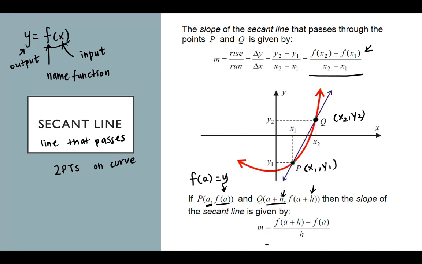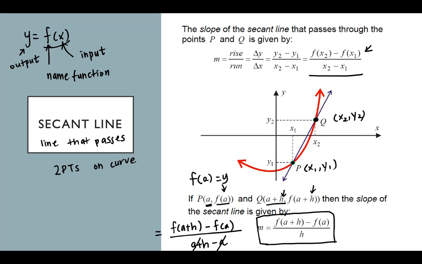So this is the formula. And how did I arrive at this? f of a plus h minus f of a, so the second point minus the first point, over a plus h minus a. Now you will notice that a and a cancel out. That's why this is a simplified equation of a secant line, the slope of a secant.